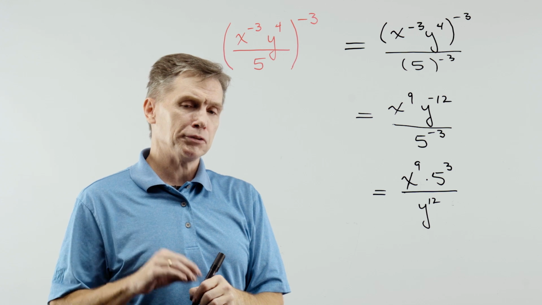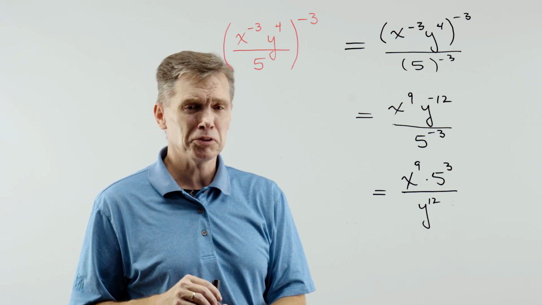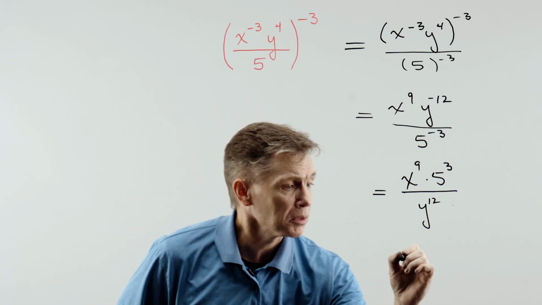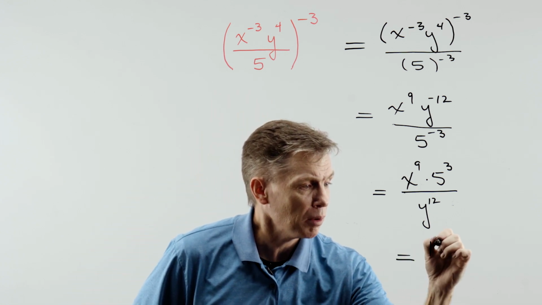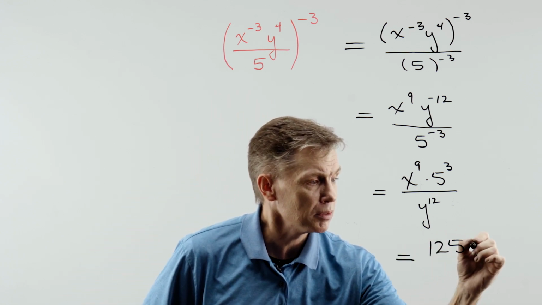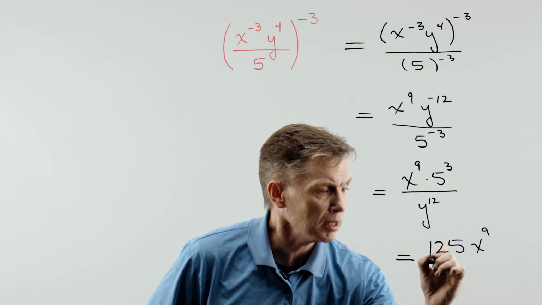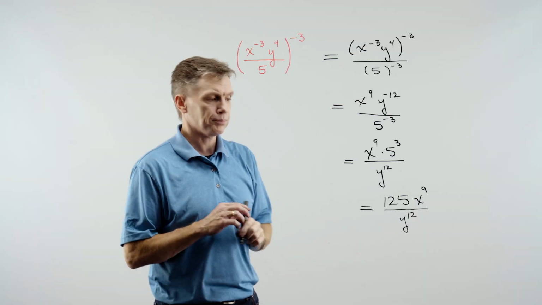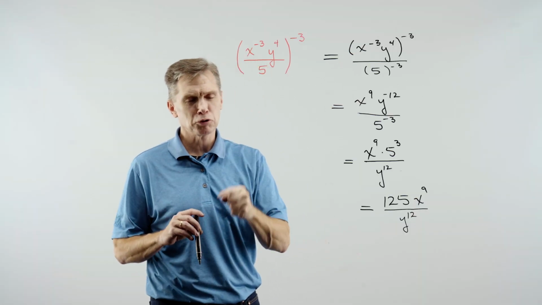Okay, that's good. Except we're always supposed to simplify, and so even a 5 raised to the 3 power, see if I can fit it in there, that would be 125 times that x to the 9th, divided by that y to the 12th. Okay, good. Go try some on your own.